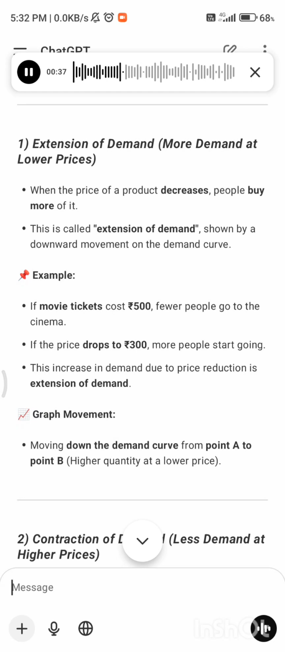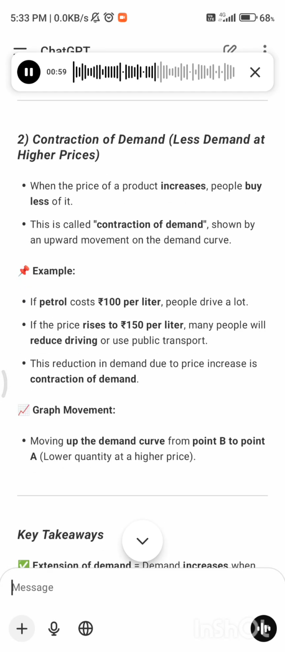Example: if movie tickets cost $500, fewer people go to the cinema. If the price drops to $300, more people start going. This increase in demand due to price reduction is extension of demand. Graph movement: moving down the demand curve from point A to point B, higher quantity at a lower price.